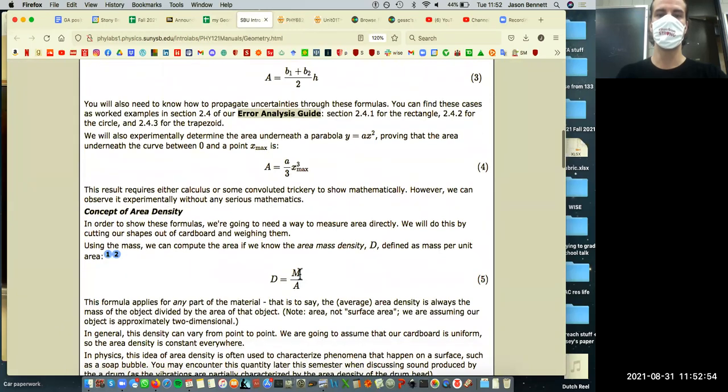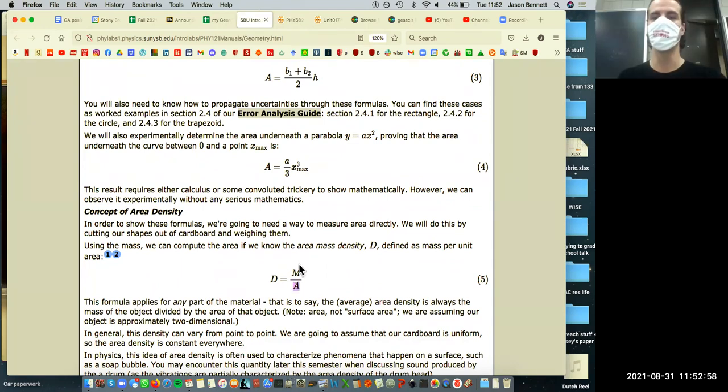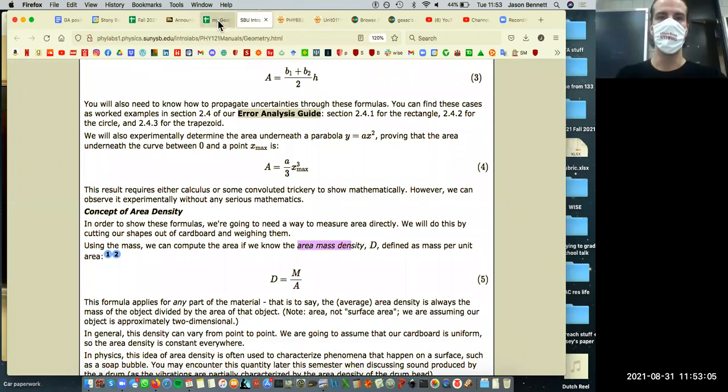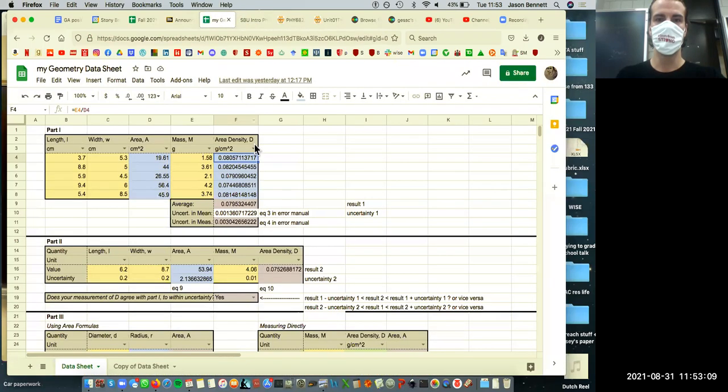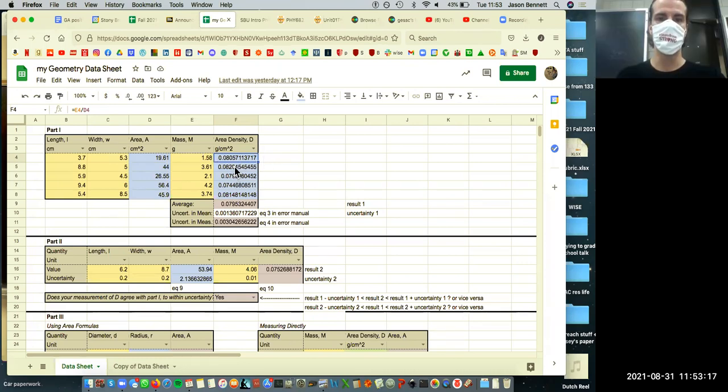Usually, like in chemistry, maybe you're more familiar, density is mass over volume. Here, we're just using the area density. We're assuming that our bricks of cardboard are 2D. Let me actually explain this a little bit because people were not super sure how to use Excel. So let me just clear contents.